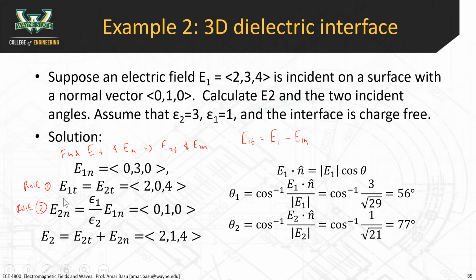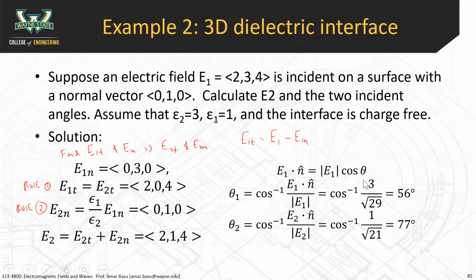Okay, because it's a charge-free interface, that rho sub s doesn't show up in the equation. And so we figured out the E2t and E2n, and the total electric field is just the sum of the normal and tangential components. So it really becomes an exercise in just vector math.